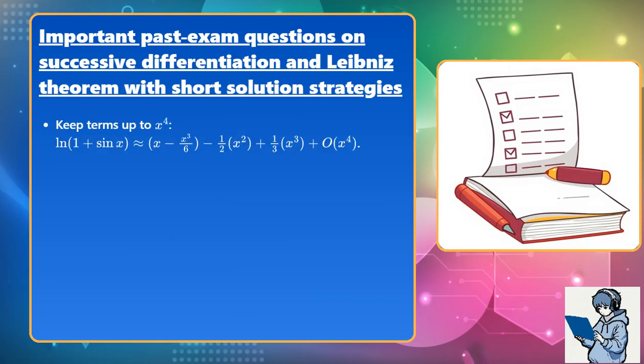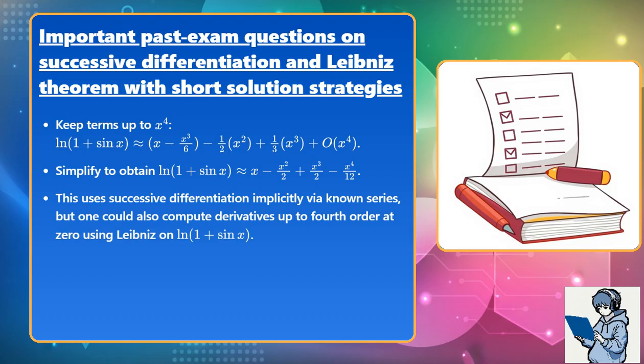Natural log of 1 plus sine x is approximately (x minus x cubed over 6) minus 1/2 times x squared plus 1/3 times x cubed plus big O of x to the 4. Simplify to obtain natural log of 1 plus sine x approximately equals x minus x squared over 2 plus x cubed over 2 minus x to the 4 over 12. This uses successive differentiation implicitly via known series, but one could also compute derivatives up to 4th order at 0 using Leibniz on natural log of 1 plus sine x.